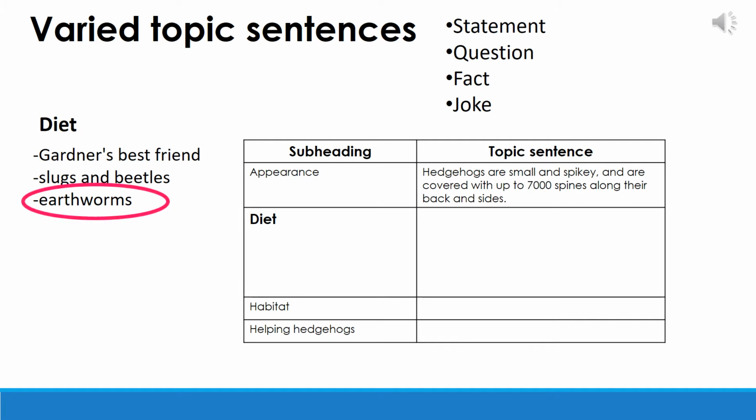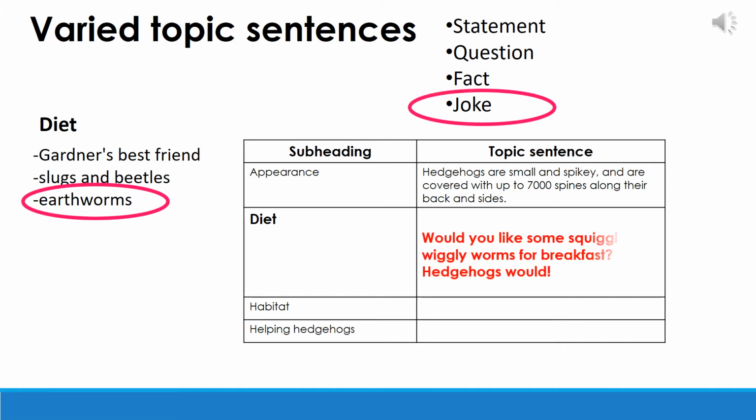Now, for diet, I've decided to choose earthworms. And I'm going to make a little bit of a joke question. My topic sentence is going to be, would you like some squiggly wiggly worms for breakfast? Hedgehogs would. I've done this so that the reader is becoming invested in what they are reading. It means they're becoming focused and interested. Asking a direct question like this and putting it in a joke format makes it interesting and funny.